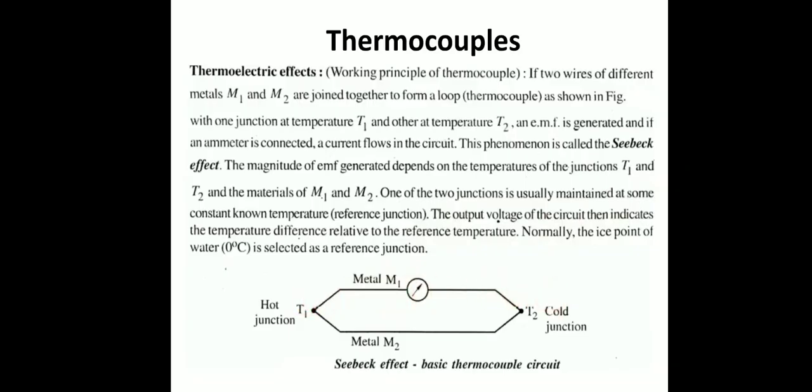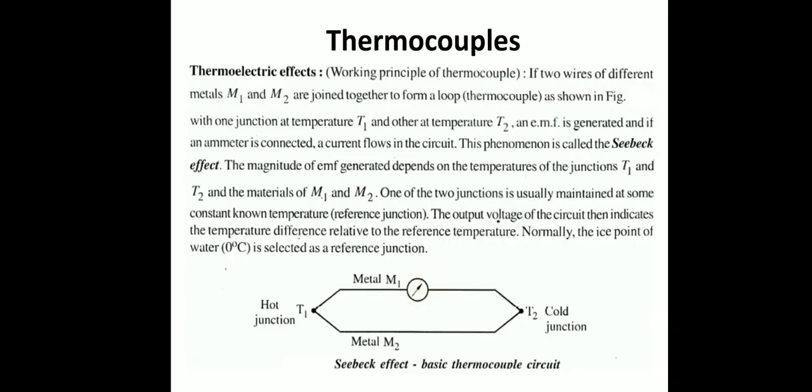An EMF will be generated, and if an ammeter is connected, current flows in the circuit. You can see that there will be a voltage difference or potential difference, and by using a galvanometer, ammeter or voltmeter we can determine whether there is any current flow, voltage flow or electric flow. This phenomenon is known as Seebeck effect.